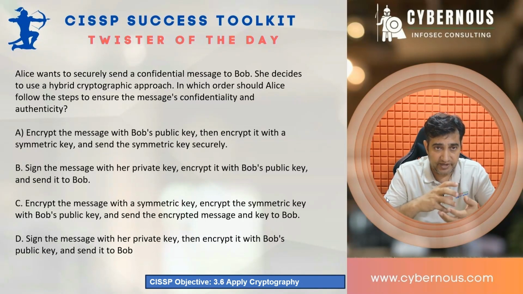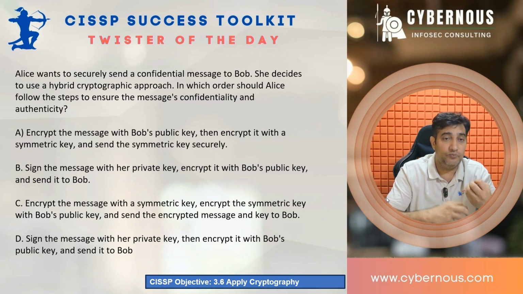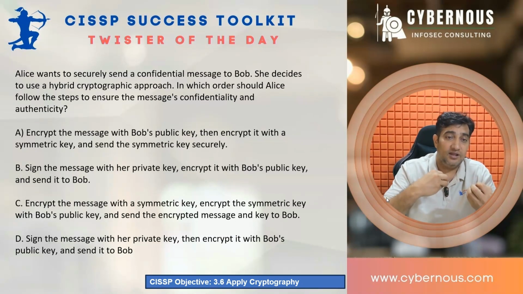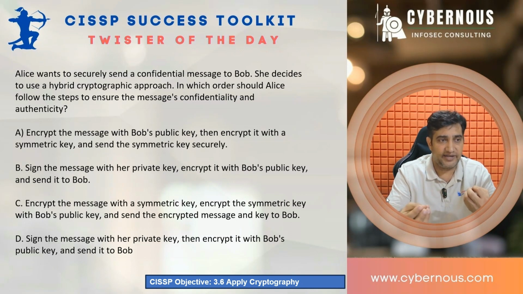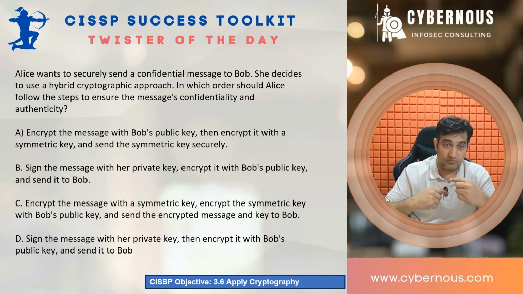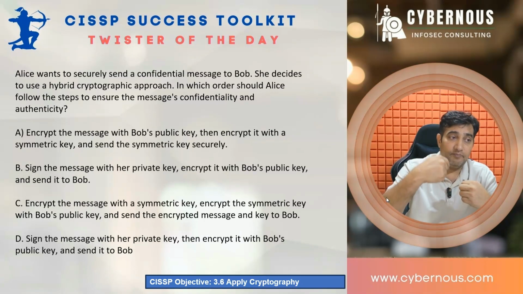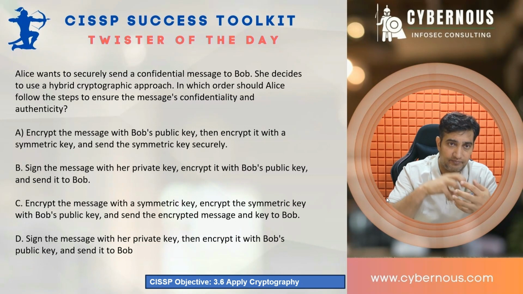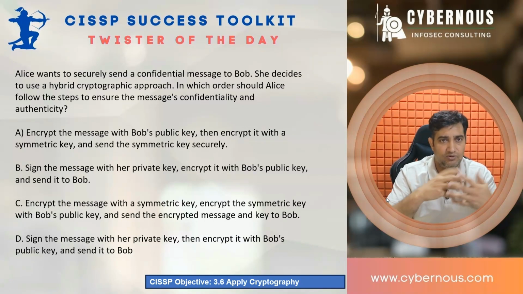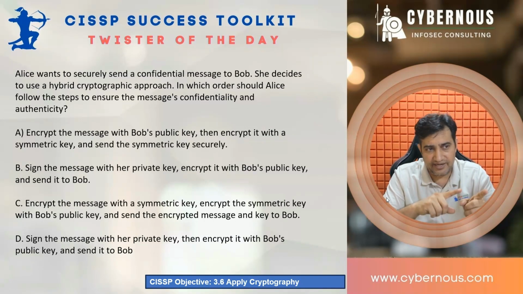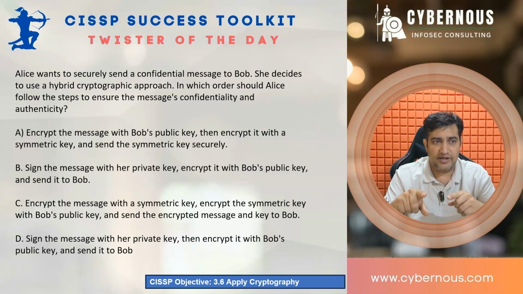Once you encrypt a message using a symmetric key, your next step is how we are able to transmit this symmetric key to the other end. And for that we use asymmetric cryptography. So we have to encrypt that symmetric key with Bob's public key because Alice wants to send the message to Bob. Alice will be using Bob's public key to encrypt the session key or the symmetric key and send the encrypted message and key to Bob.